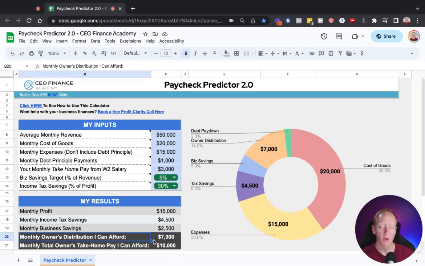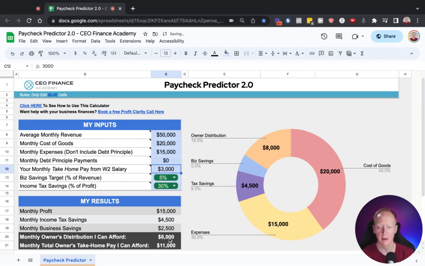So here's the owner's distribution that you could afford in this month would be $7,000. How did we get there? Well, it's just your profit minus your income tax savings, minus business tax savings, minus your debt principal. So if I were to pay off all my debt in this case and I didn't have any debt, it would bump that up by that amount. Cool. So $7,000 of owner distribution plus this $3,000 of W-2 take-home pay would give me $10,000 of total take-home pay in a month like this.